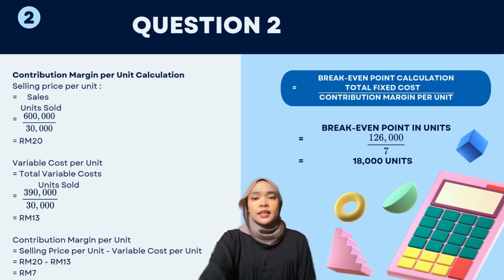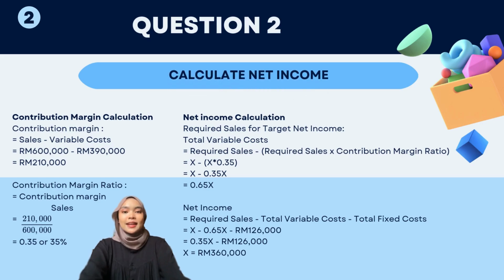So after calculating, I get the selling price per unit was 20 ringgit with a variable cost of 13 ringgit. So this will give a contribution margin of 7 ringgit per unit. And the break-even point is 18,000 units. Next, net income calculation. With a contribution margin of 210,000 ringgit, the net income for 2024 was 84,000 ringgit after covering all the fixed costs.